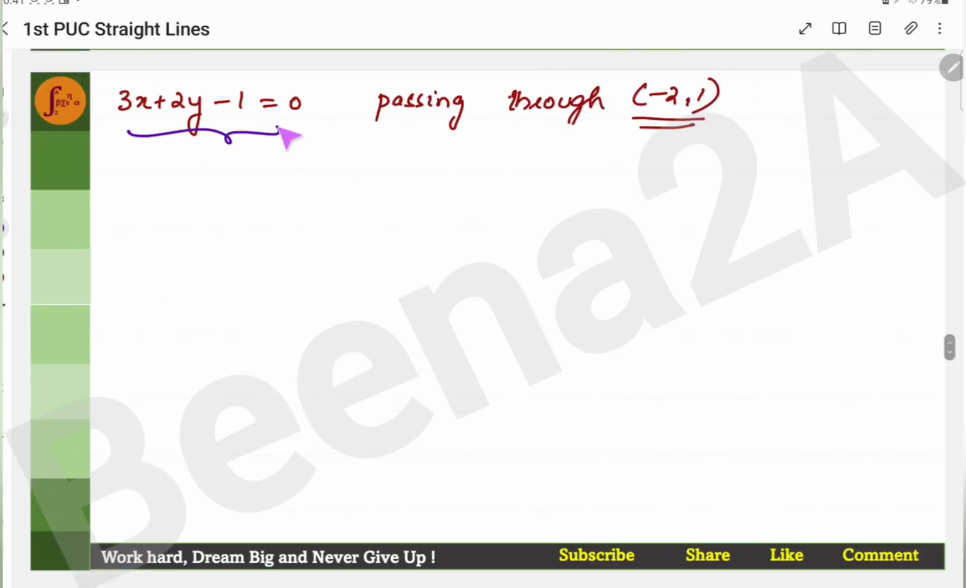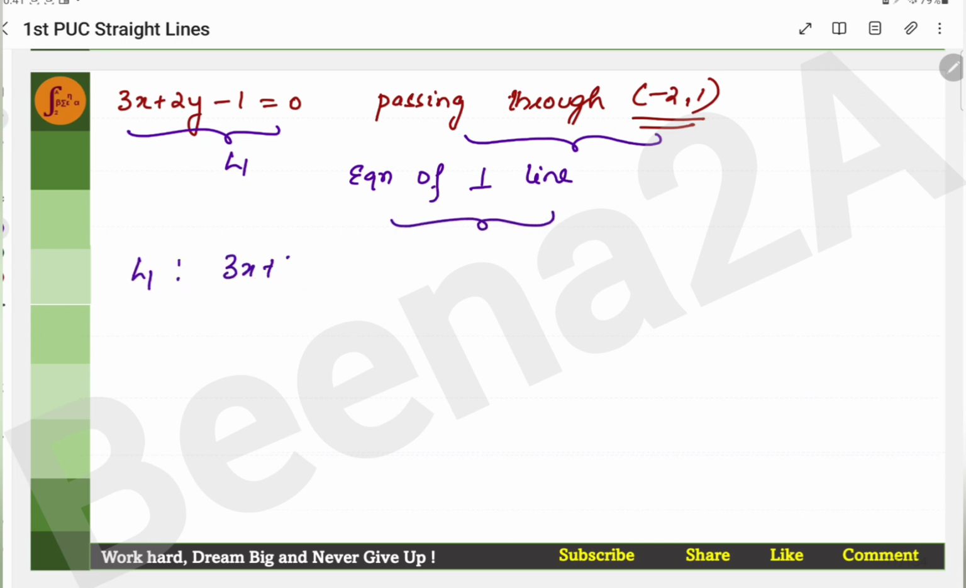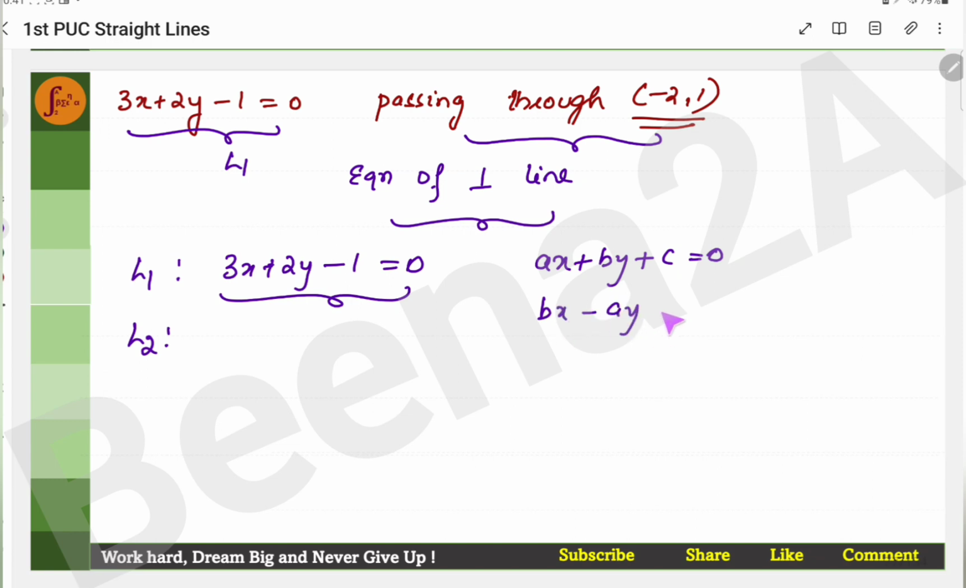Now let's take another problem. 3x plus 2y minus 1 is the line, and the perpendicular line passes through this particular point. We have to find the equation of the perpendicular line. So what will be the equation of the perpendicular line? You have ax plus by plus c is equal to 0. So it will become bx minus ay plus k is equal to 0. So you just reverse the numbers.